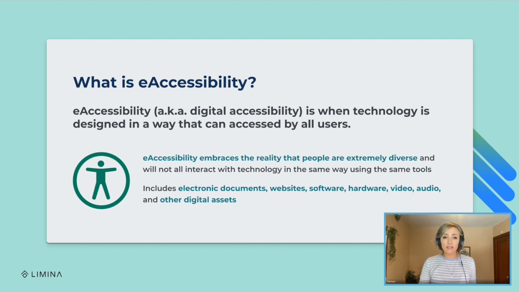eAccessibility, also discussed as digital accessibility, is when technology is designed in a way that can be accessed by all users. This definition extends across electronic documents, websites, software, hardware, video, audio, and other digital assets. eAccessibility embraces the reality that people who interact with technology and consume content digitally are extremely diverse. They have a wide variety of characteristics, and we cannot assume that they will all interact with technology in the same way or using the same tools.